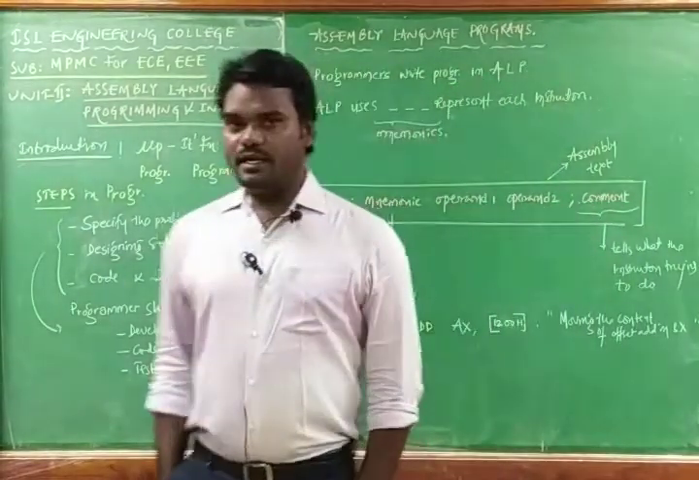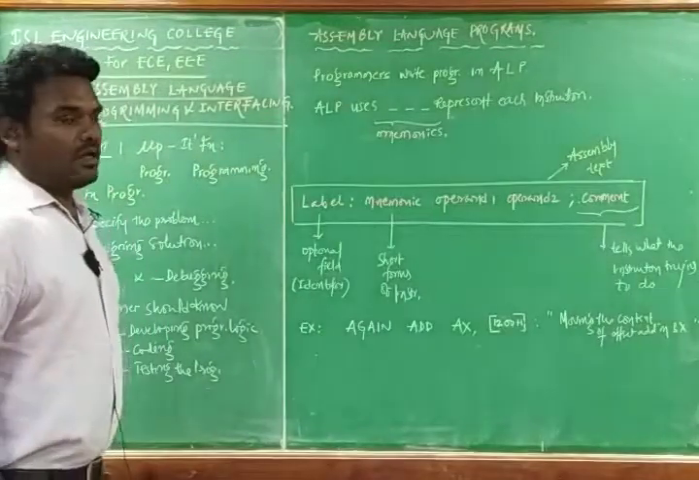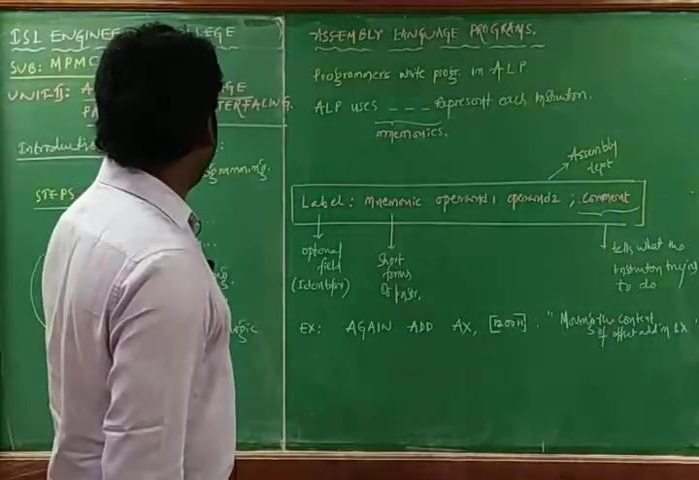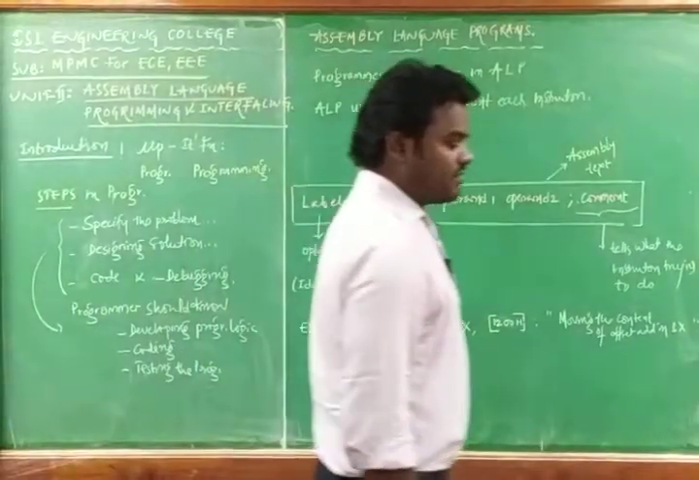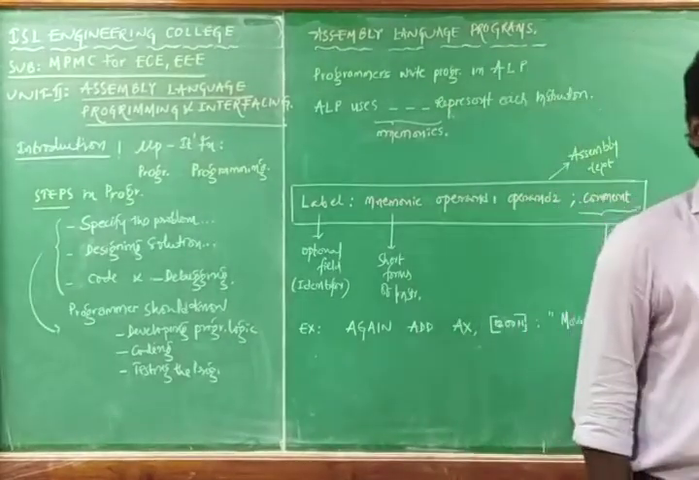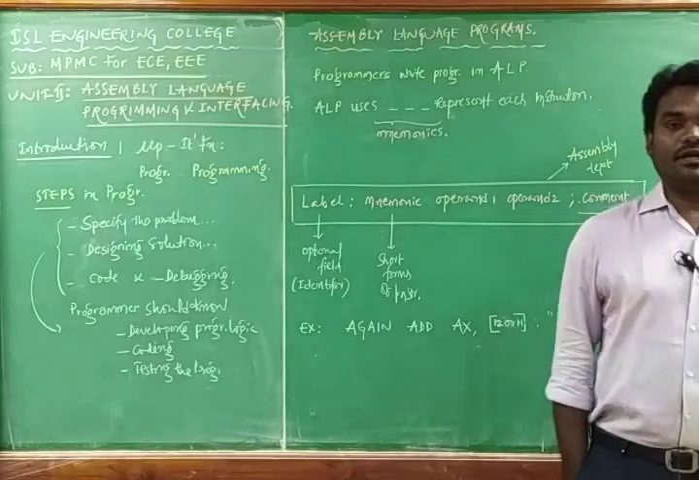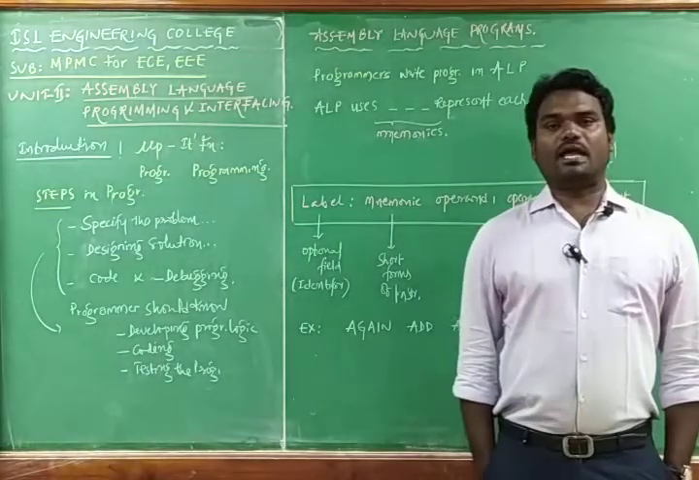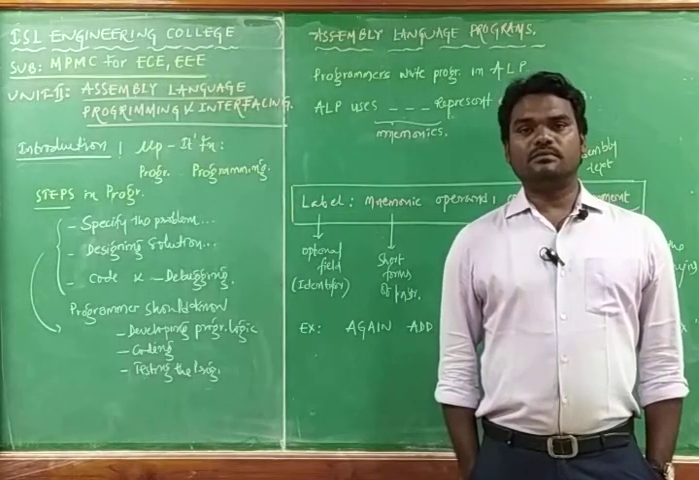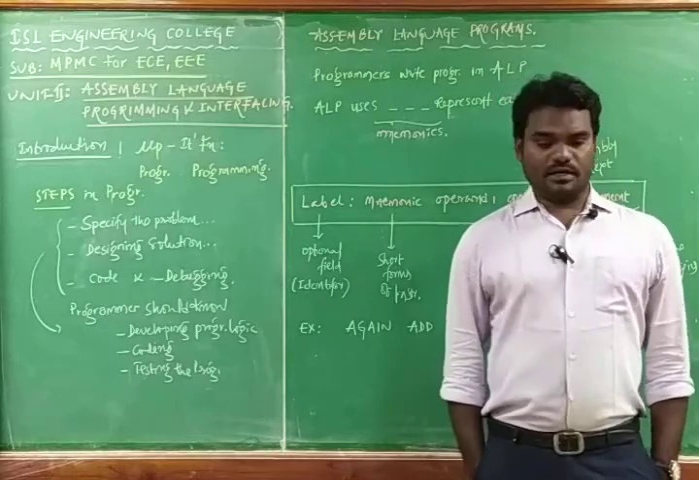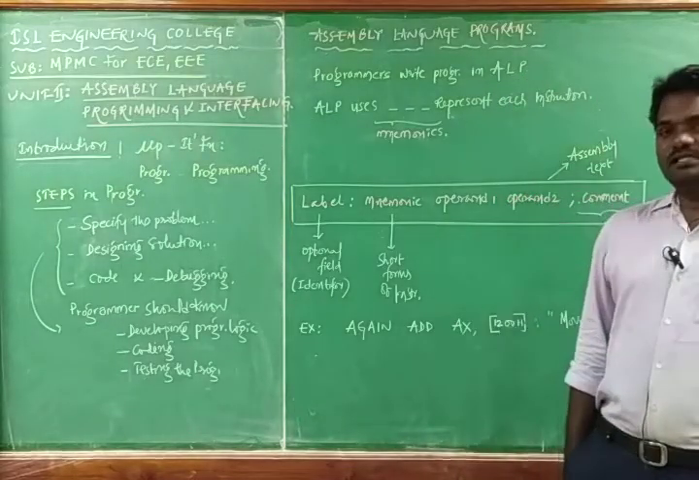The second unit name is Assembly Language Programming and Interfacing of the 8086 microprocessor. Two things we are going to discuss in the second unit: Assembly Language Programming and the interfacing. What is assembly language?